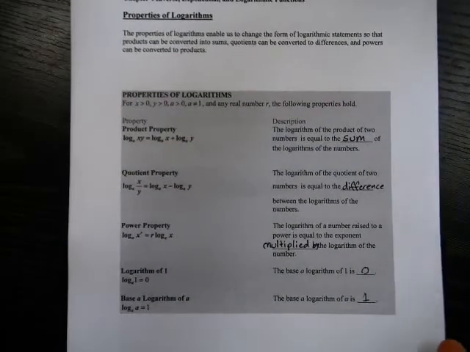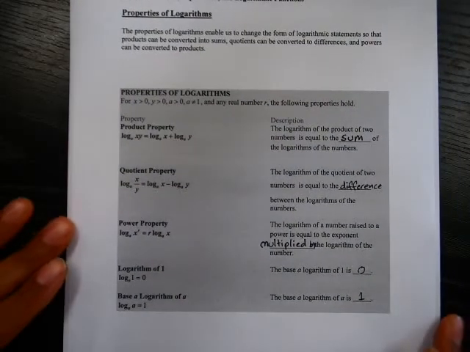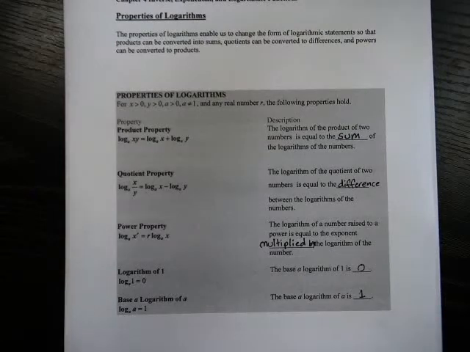Alright, the next thing we need to cover is properties of logarithms. The properties of logarithms enable us to change the form of logarithmic statements so that products can be converted into sums, quotients can be converted into differences, and powers can be converted to products. So your properties of logarithms for x greater than 0, y greater than 0, a greater than 0, and a not equal to 1, and any real number r, the following properties hold.